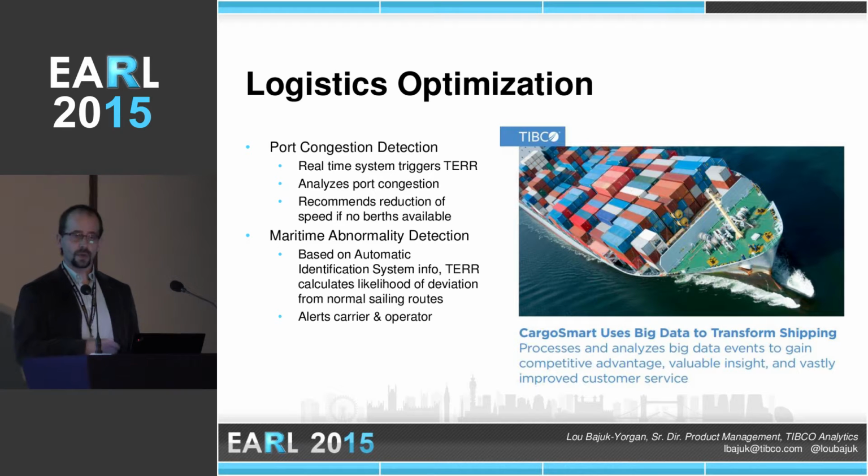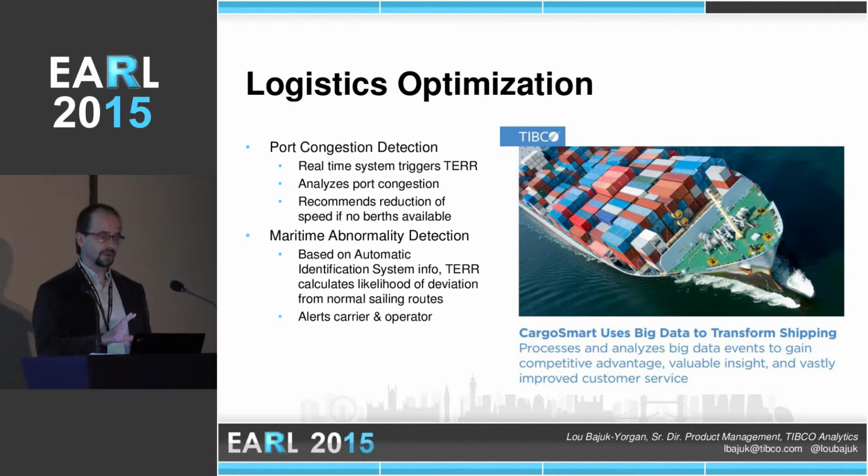This is a case where a large logistics company is using a combination of TIBCO complex event processing and TERR to do things like port congestion detection, where as a ship is approaching port, run an automated process that says, how likely is it for there to be a berth when I get there? If it's not likely, alert the operator so you can slow down the ship, because it's cheaper to get there a little bit later than to pay for temporary docking.